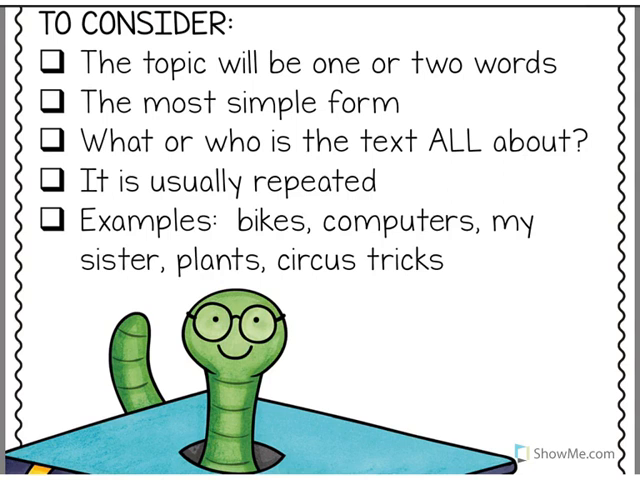So before we write a main idea, there's a few things that we need to really consider in our thinking process. We have to make sure that the topic is only one or two words. We don't want to make it really long. It could be a person's name, a thing, an object, or an animal. We have to write in the most simple form. We don't really want to be wordy when we're writing our main idea. We want to get right to the point.